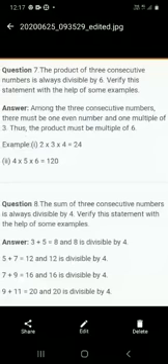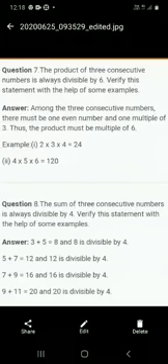Now you have question number 7. The product of three consecutive numbers is always divisible by 6. Then you verify. Among three consecutive numbers there must be one even number and one multiple of 3. Thus the product must be a multiple of 6. Your first example is 2 into 3 into 4 is equal to 24, and another time you can write like this, 4 into 5 into 6, that is 120. We have completed question number 7.